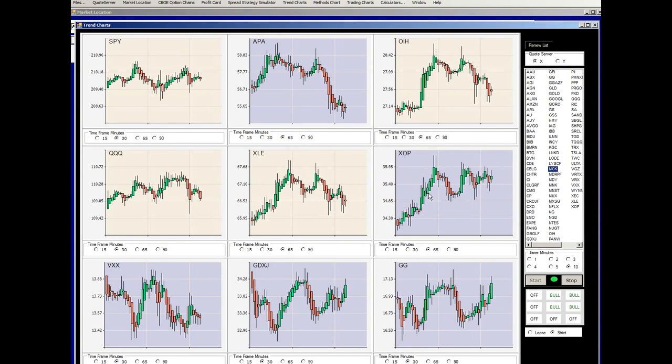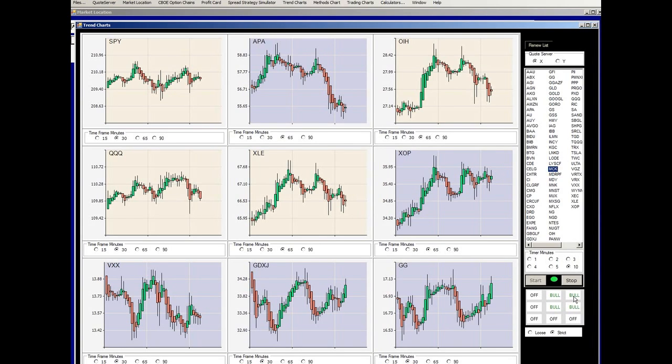And what we did was we placed Apache and each of the ETFs in the trend charts. We set the time frame at 65 minutes for the charts, and we set up bullish alerts for Apache and each of the ETFs using strict rules, which means that both the momentum indicator and the trend indicator have to be in the correct bullish position to trigger an alert.